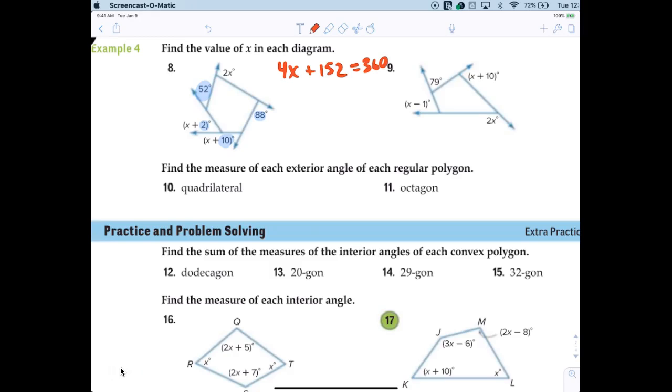Now, 4x is equal to what? 208. So now, 20 divided by 4, 8 divided by 4, 2. See how great you guys are? X equals 52. Now in this particular case, it just says find x. It doesn't say find each individual angle. So we're good. Find x. Here we go.